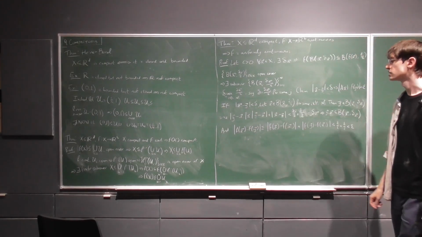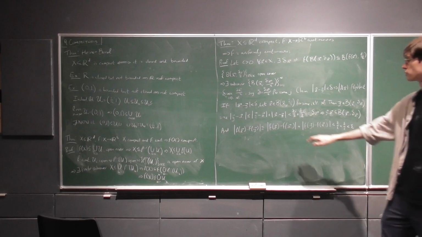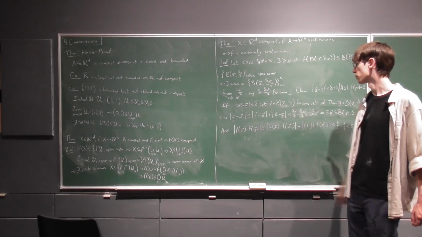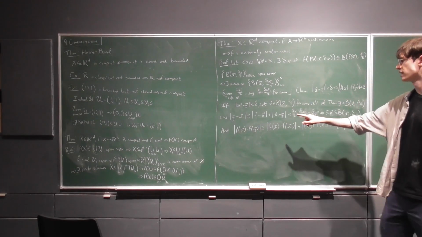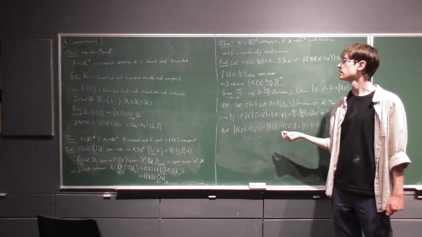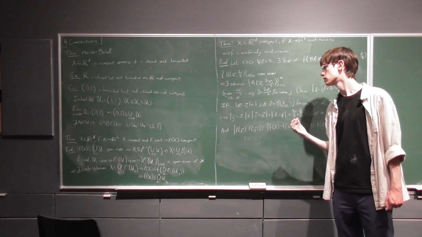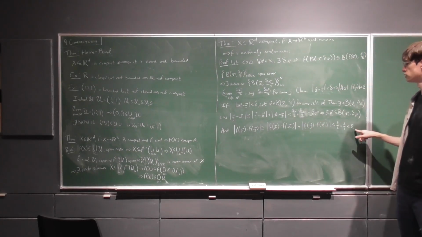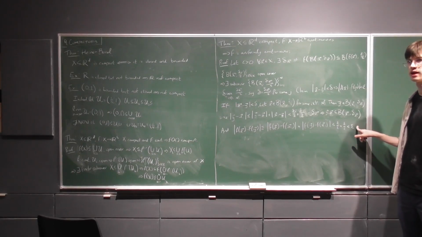And that is the definition of uniform continuity: you have this global delta that works for any two points that are close enough in the domain, and they will be mapped within any given epsilon of each other in the codomain.